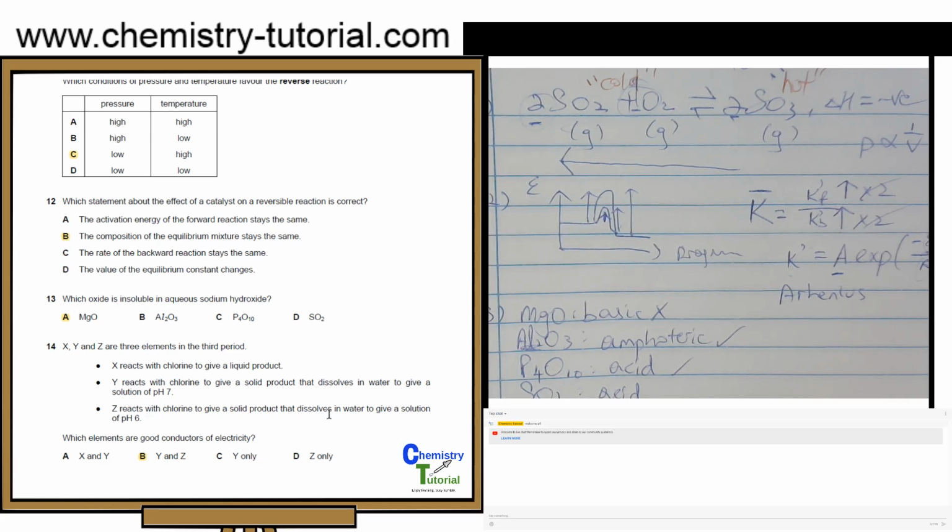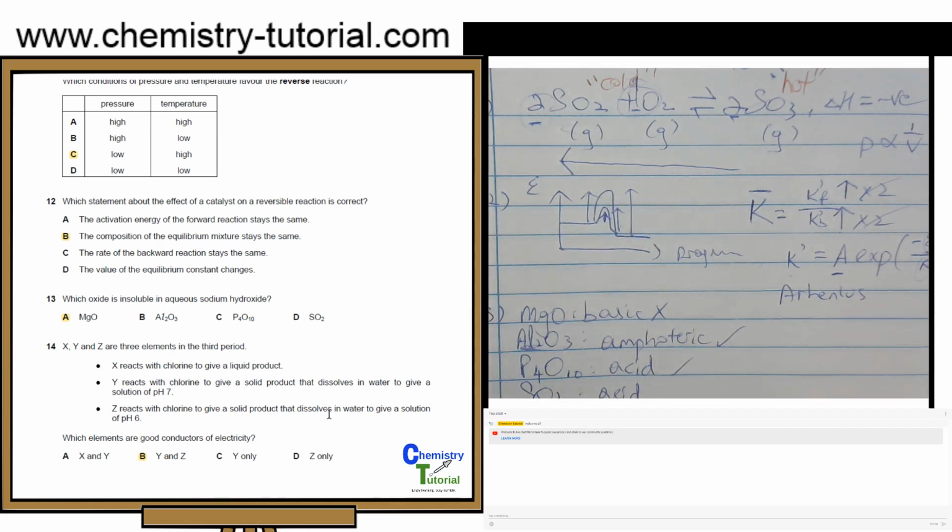Next, X, Y, Z are three elements in the third period. X reacts with chlorine to give a liquid product. Y reacts with chlorine to give a solid product that dissolves in water to give a solution of pH 7. Z reacts with chlorine to give a solid product that dissolves in water to give a solution of pH 6.